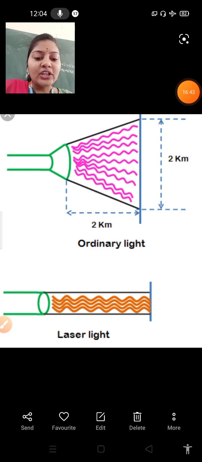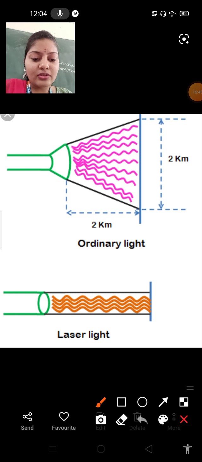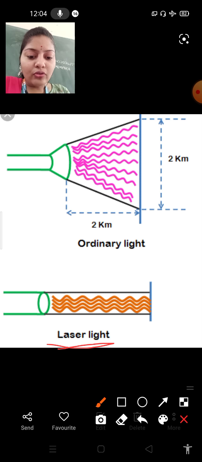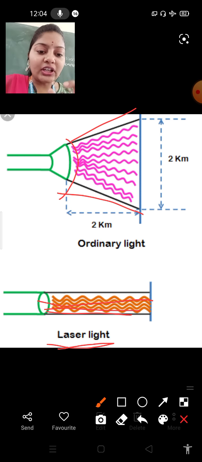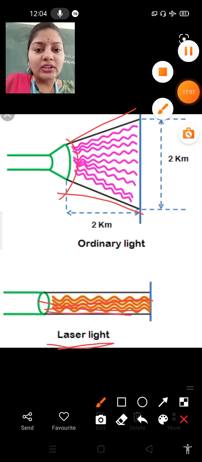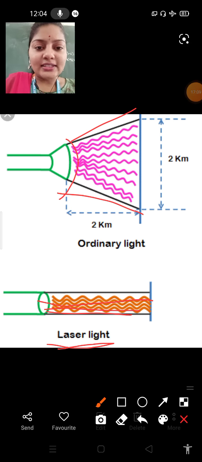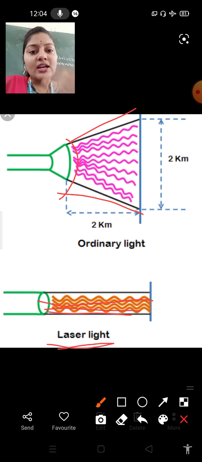See, this is the laser light. Whenever the light comes from the laser, it has high directionality. And the light coming from the torch light has a high spreading nature. That is why laser light has high directionality compared to ordinary light. This slide gives you a simple understanding of the difference between ordinary light and laser light.